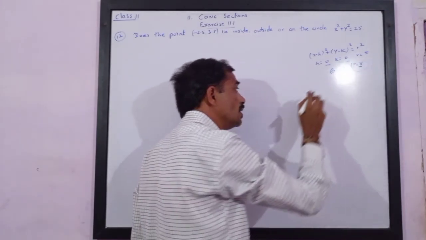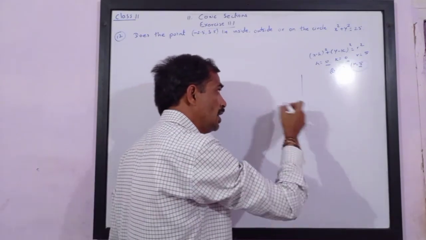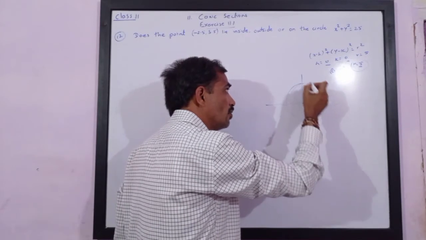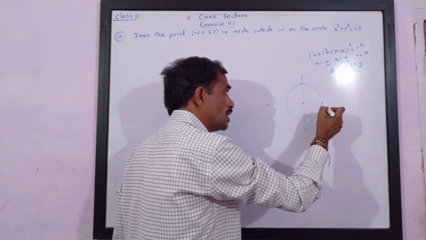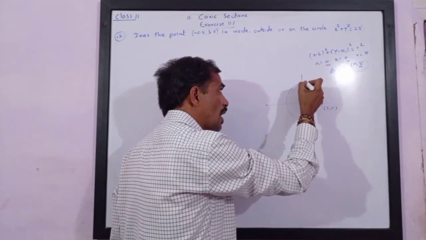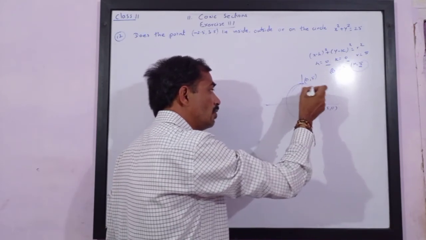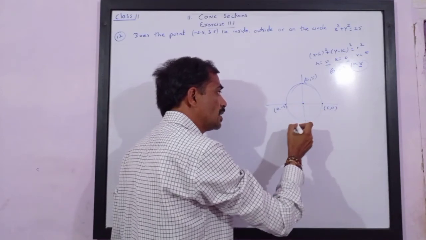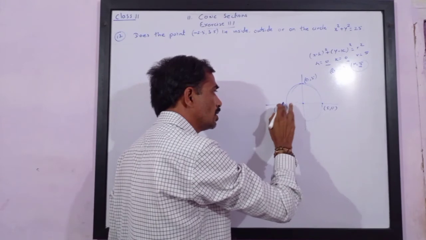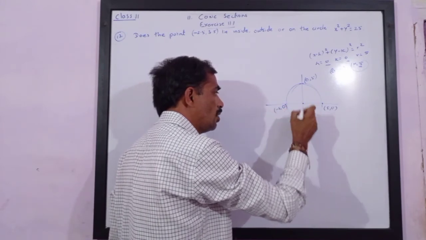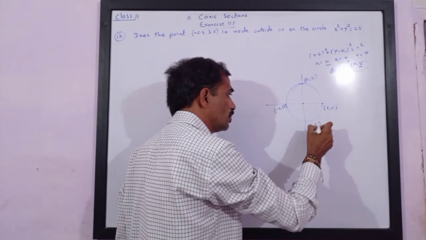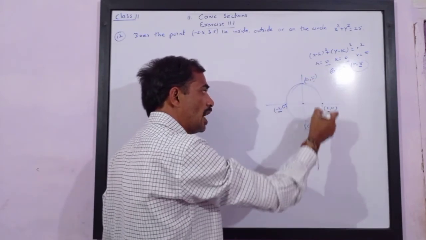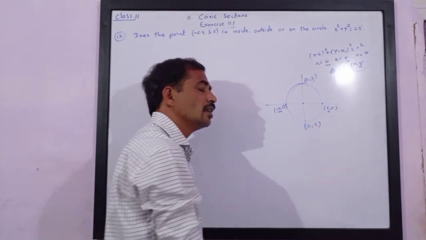So the circle has its center at (0, 0), that is the origin, and the radius of the circle is 5. It means it will cut the x-axis at (5, 0) and the y-axis at (0, 5). It will cut the negative x-axis at (minus 5, 0) and the negative y-axis at (0, minus 5). The x coordinate is negative 5 here, the x coordinate is 5, the y coordinate is 5, and again in this quadrant it is negative 5.